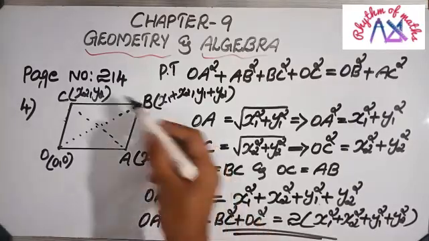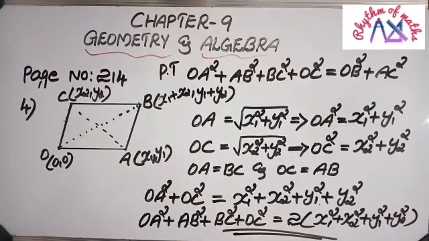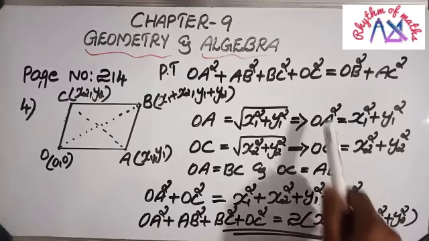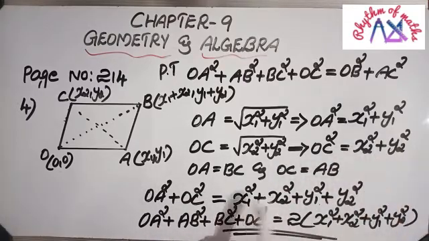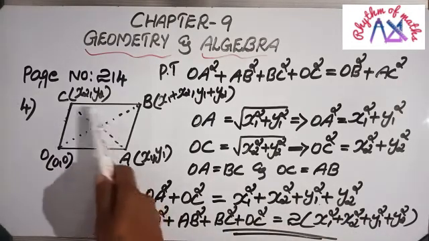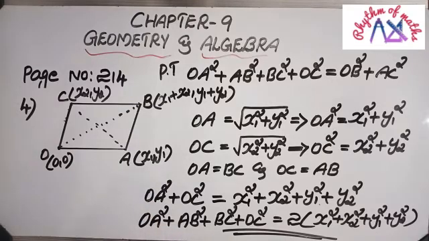The sum of squares of all the four sides will be 2 into x1 square plus x2 square plus y1 square plus y2 square, because both the sides give the same answer. That's why 2 is common and we can write the answer. Now we have to find the squares of the diagonals, and check whether we are getting the same answer or not.